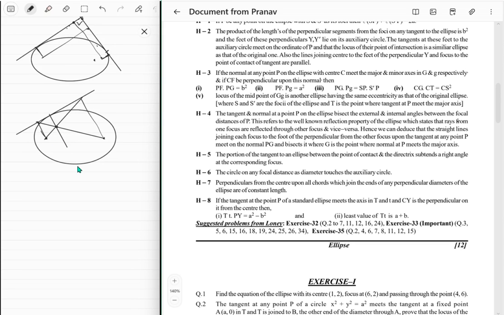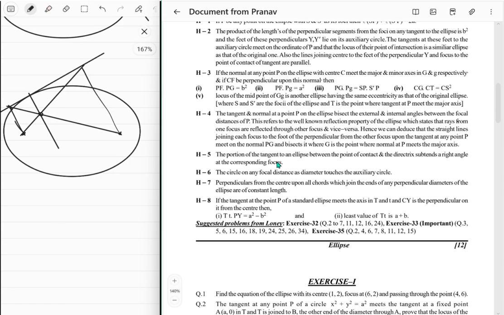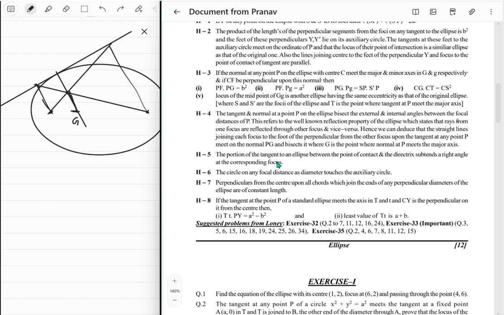Meet on the, wait, what? Normal PG and bisects. Oh, okay. So you are saying, right, this thing is G. You are saying these two lengths are the same. Oh, okay, that's what you're saying. Fine, that's understandable.